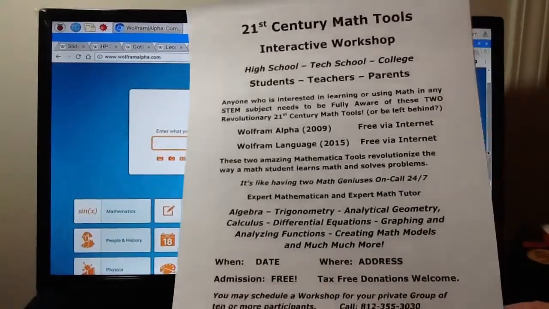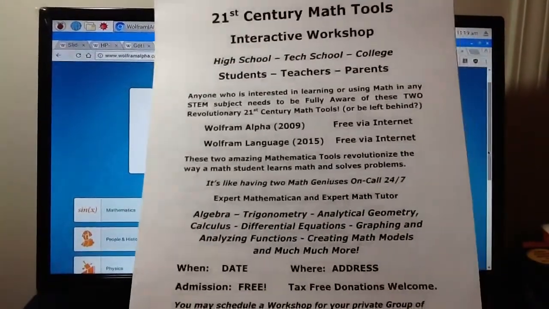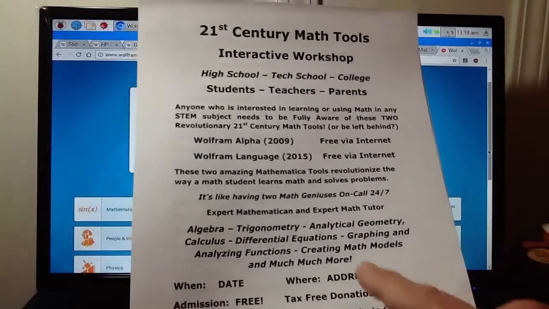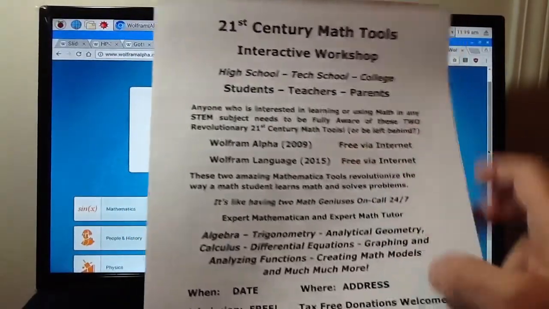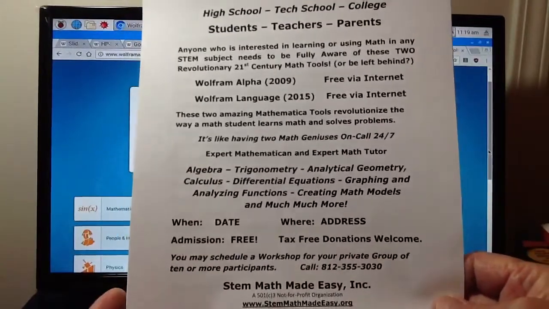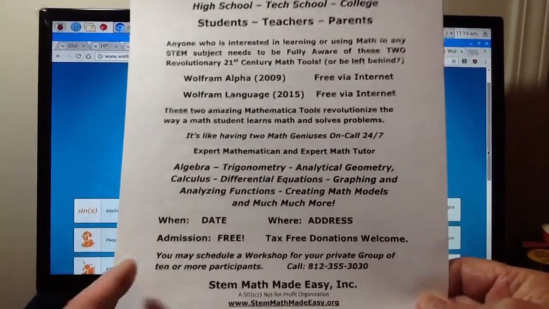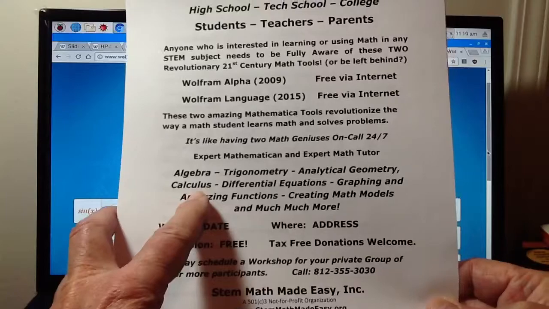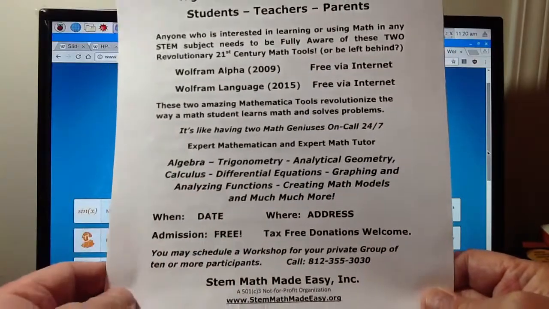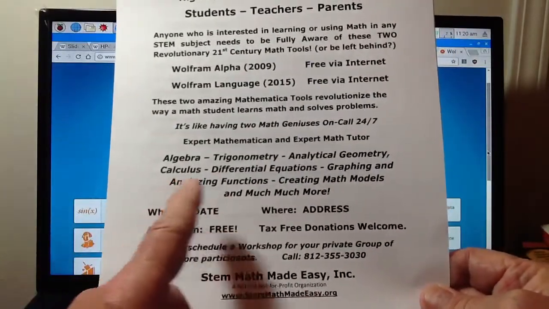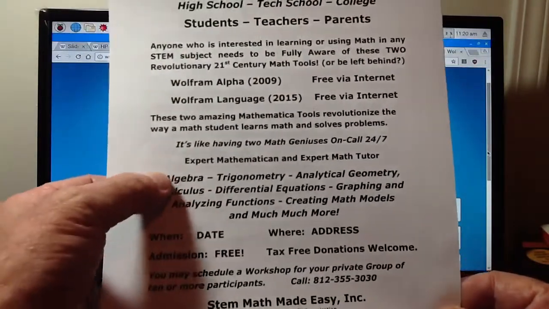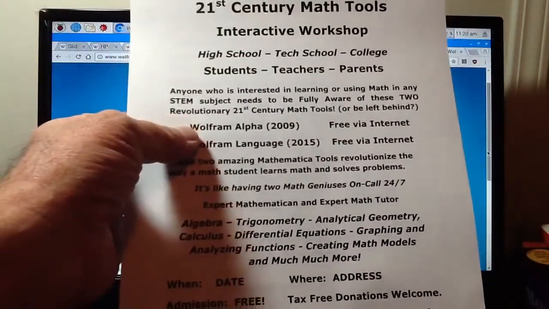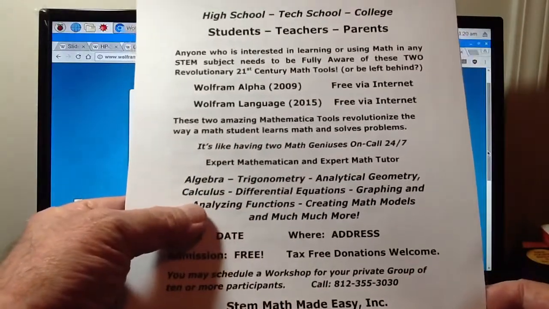Well, welcome now to the second part of our interactive workshop. In this part, I want to talk to you about this fantastic new tool, Wolfram Alpha. It is a tool that you can use to solve any kind of STEM math problem in the subjects of algebra and geometry, trigonometry, calculus, differential equations, and so on and so forth. In fact, anything that comes up in STEM, Wolfram Alpha more than likely will give you a great solution.